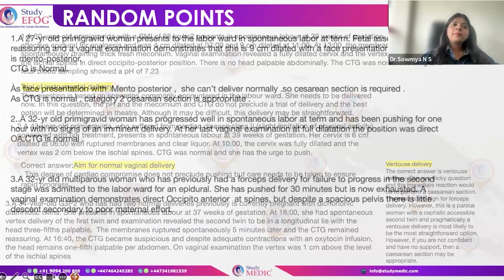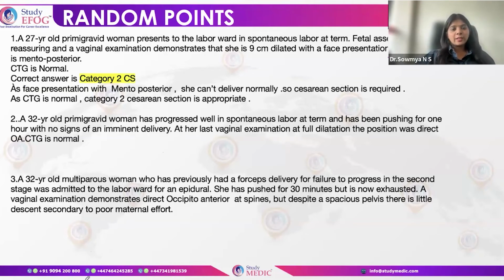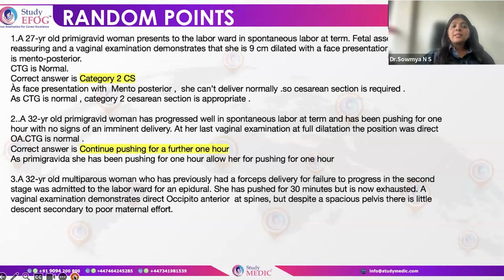Next. Okay, so what's happening here? A couple of flash or random scenarios. Primary fetal assessment is reassuring, the CTG looks fine. 9 centimeters dilated, position is mento-posterior. In that case, mento-posterior, as we know, it is difficult to deliver, so you go for category 2 cesarean section. This mento-anterior has a mechanism of labor, mento-posterior doesn't have.